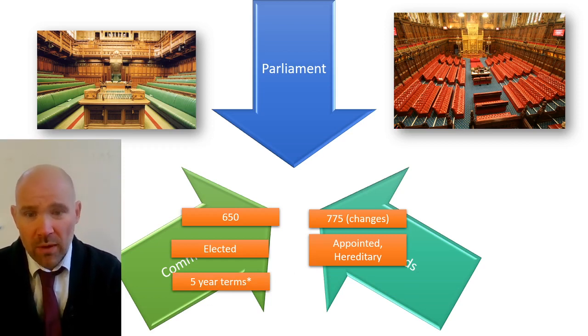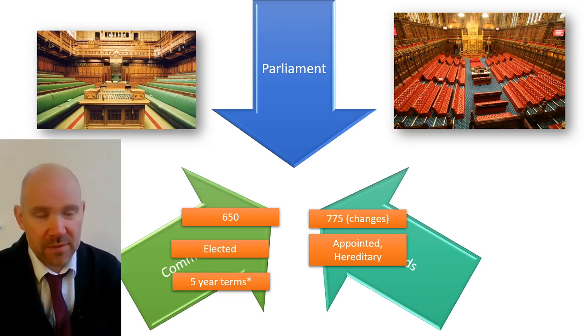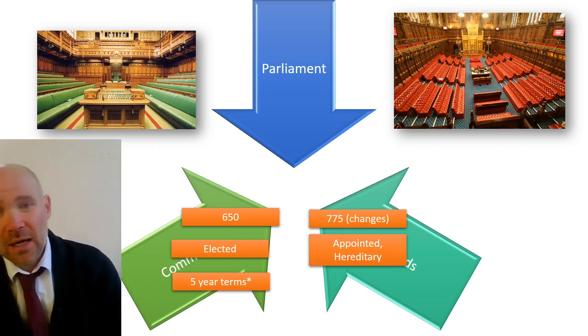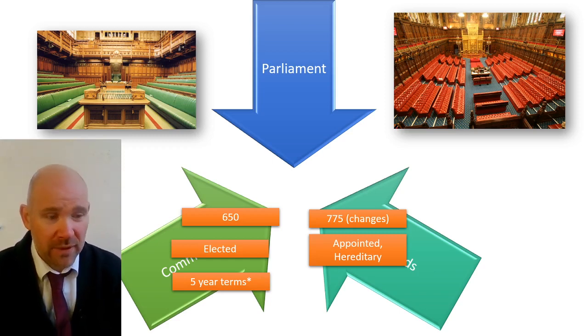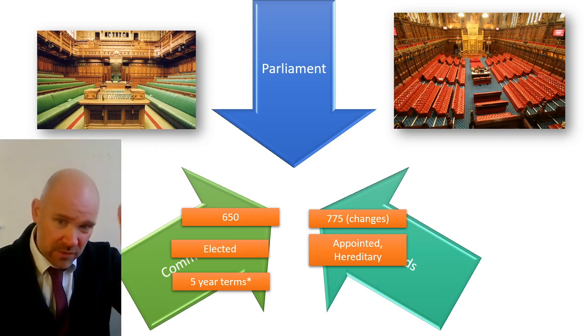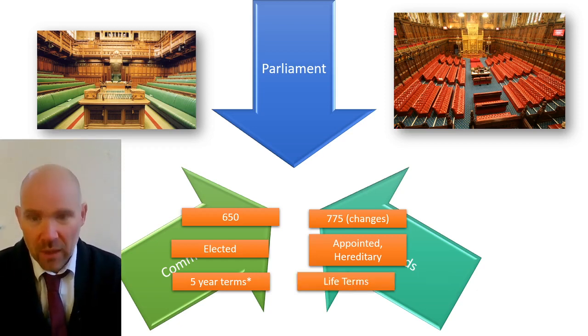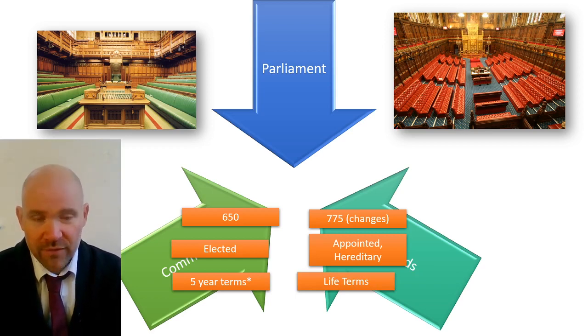In the Commons, you are elected once every 5 years, and I put an asterisk because technically, according to the Fixed Term Parliament Act, it's 5 years, but political reality is it could be 2, it could be 4. We'll look at this when we look at elections, but the amount of time between elections changes in the UK, unlike America, where it's fixed at 2 years, 2 years, 2 years for the House of Representatives. Lords, life terms. Whether you're a life peer or a hereditary peer, you are there for life, which is hopefully quite a long time.